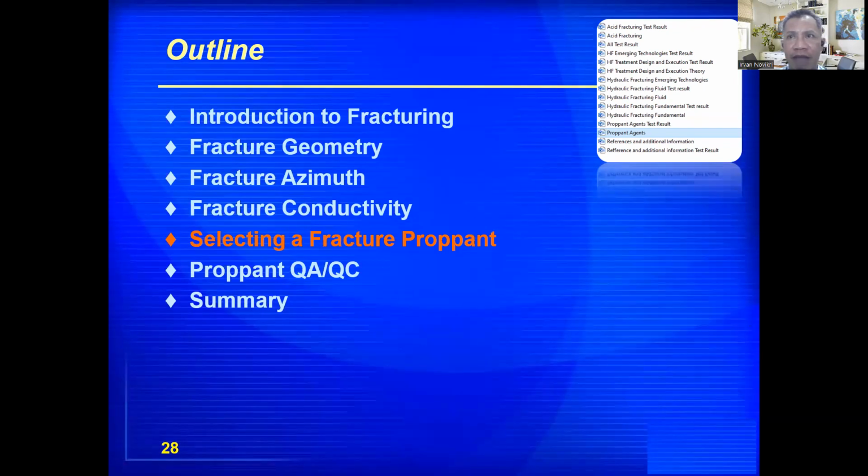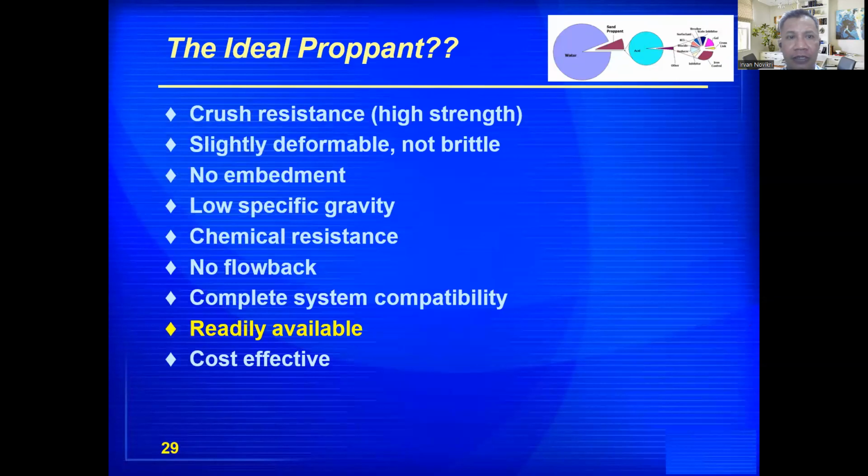So knowing that we need conductivity to get the maximum production rate, which translates directly to maximum recovery, how do we go about selecting the proppant to make sure that we accomplish our task? Everybody asks, well, what's the ideal proppant? I have a list here. You want it crush resistant, deformable but not brittle, and you don't want it to embed into the walls of the formation.